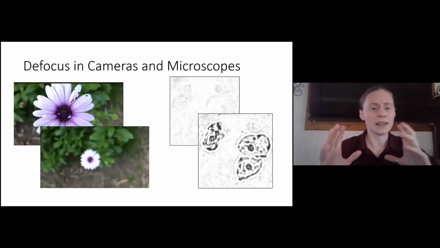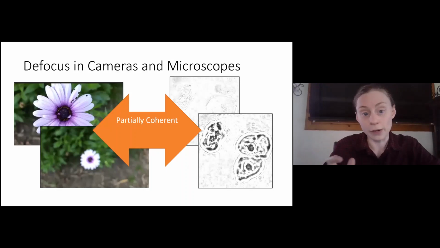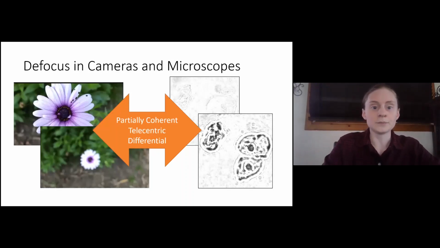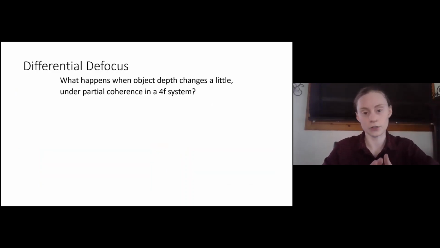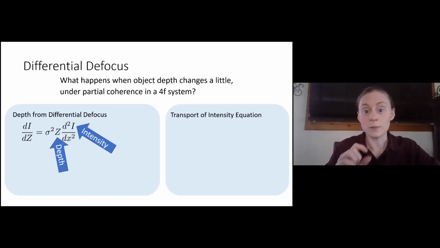Okay, so now we have all of our pieces together. We understand how and why these defocused images are different, and we've got some good mathematical tools. So now we can connect them for a direct relationship. And to do that, we'll have them meet in the middle with partially coherent illumination, telecentric optics, and a differential step in defocus. So what happens under this defocus change? We have two answers. They're going to look a little different at first. So our slightly modified depth from defocus answer is that the change in image intensity due to a differential defocus step is going to be proportional to the scene depth and the image Laplacian.